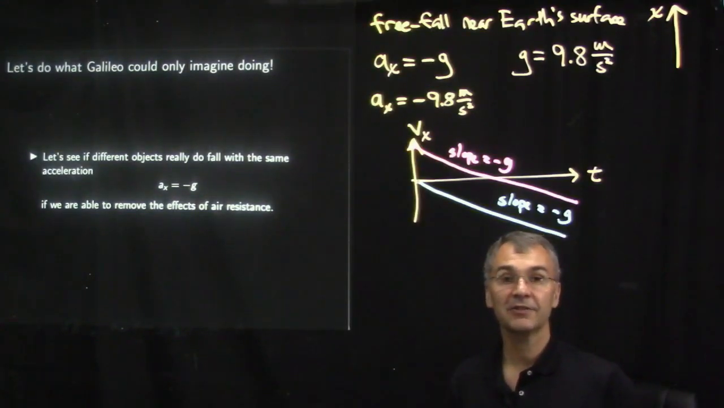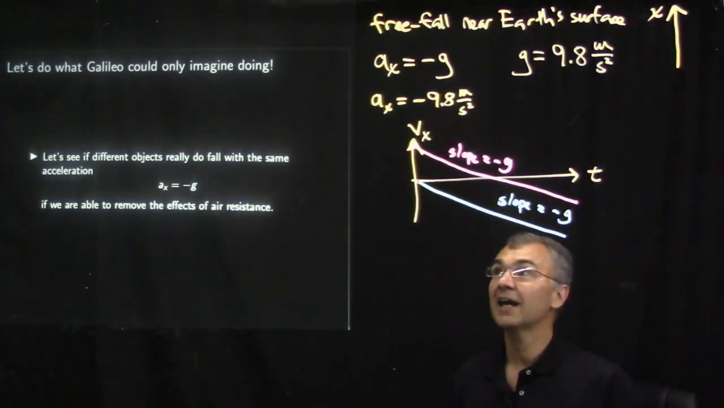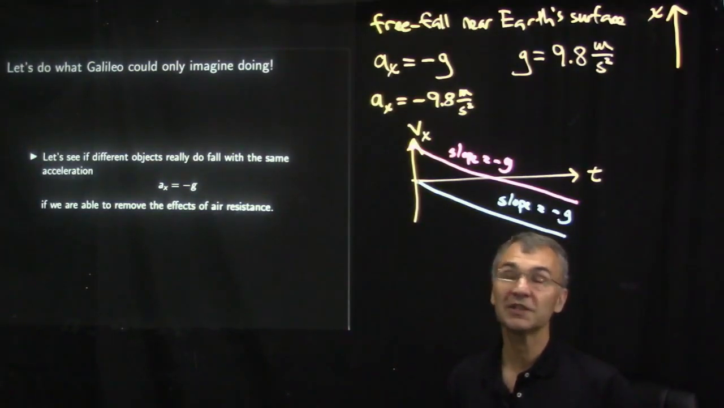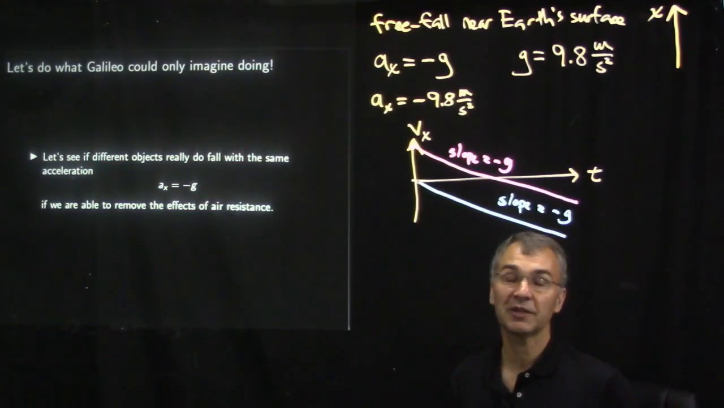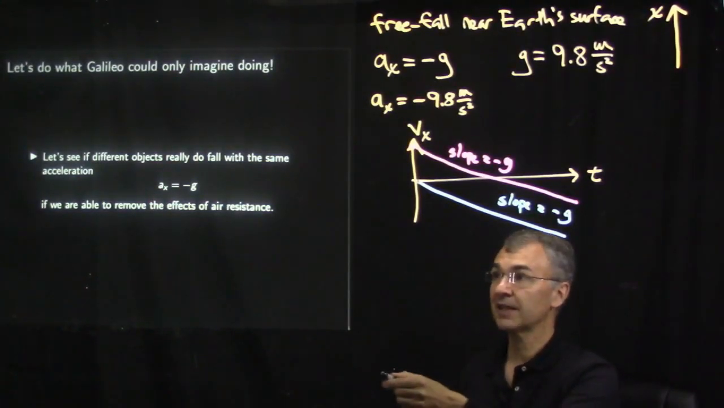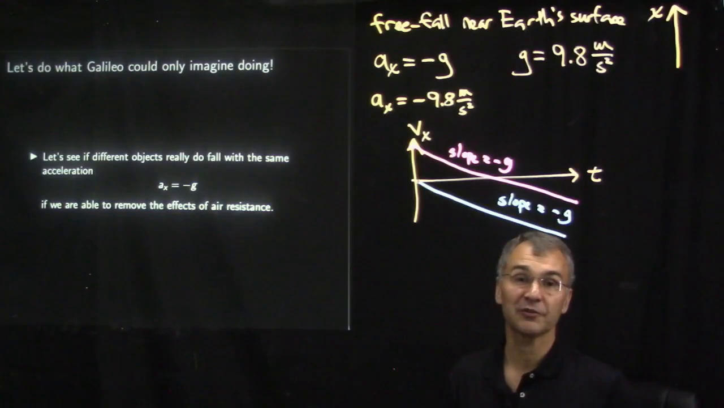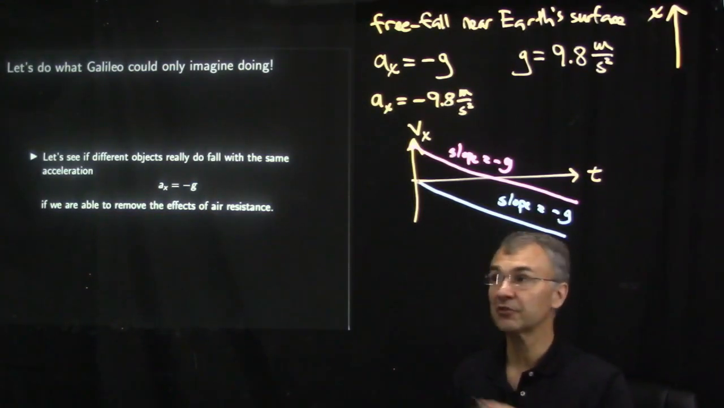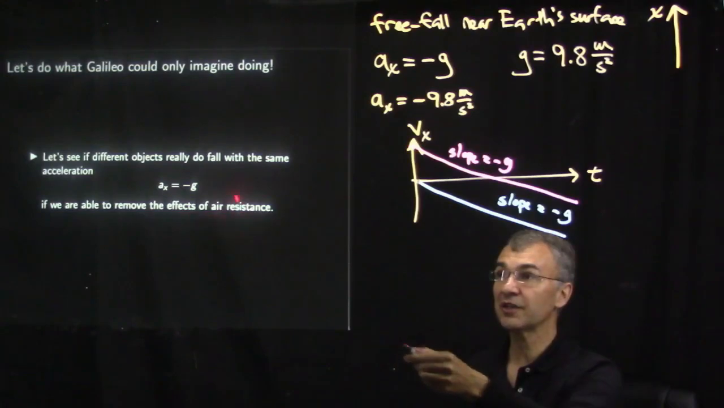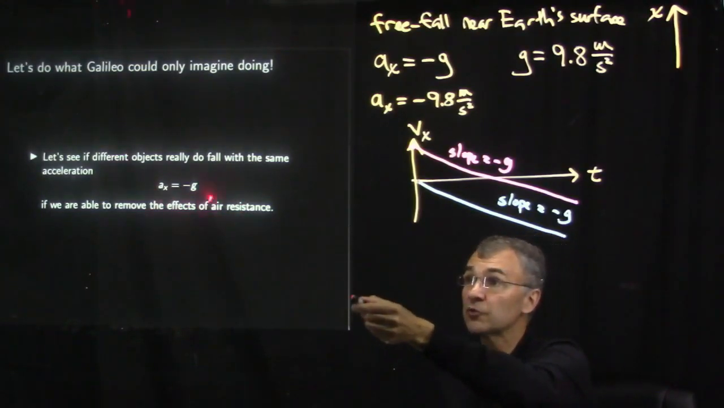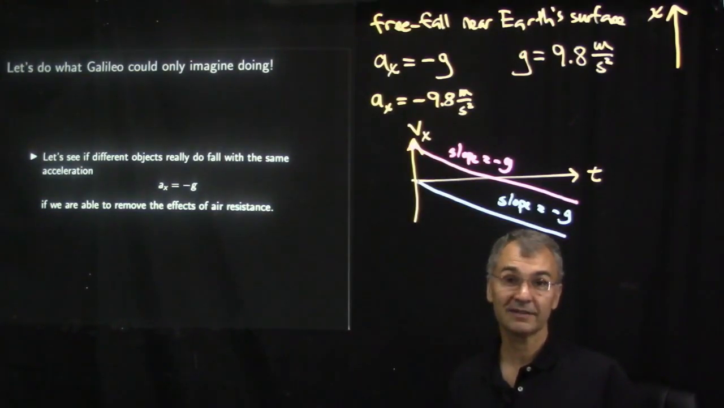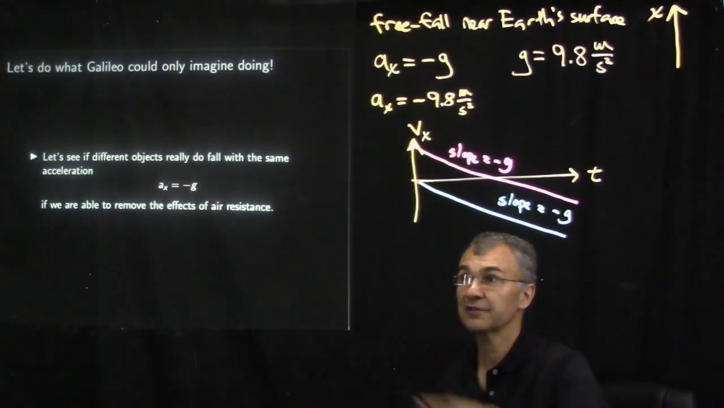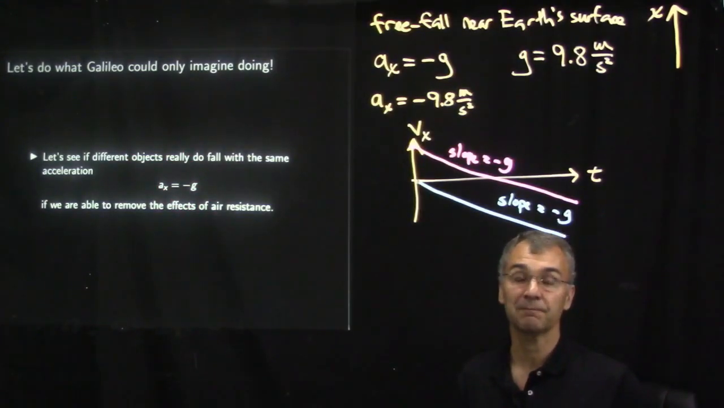Okay, now let's take a little video break and do something that Galileo could only imagine doing. Let's see if different objects really do fall with the same acceleration, a sub x equals minus little g, if we are able to remove the effects of air resistance. So we'll take a little break and watch a demonstration where we will see different things appear not to obey this rule that a sub x is little g. And then we'll see that if we get the air out of the way, we revive this statement that a sub x equals minus g.